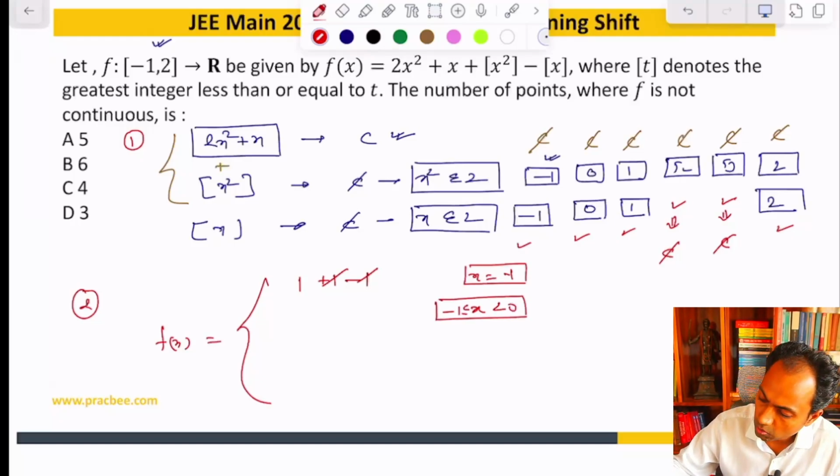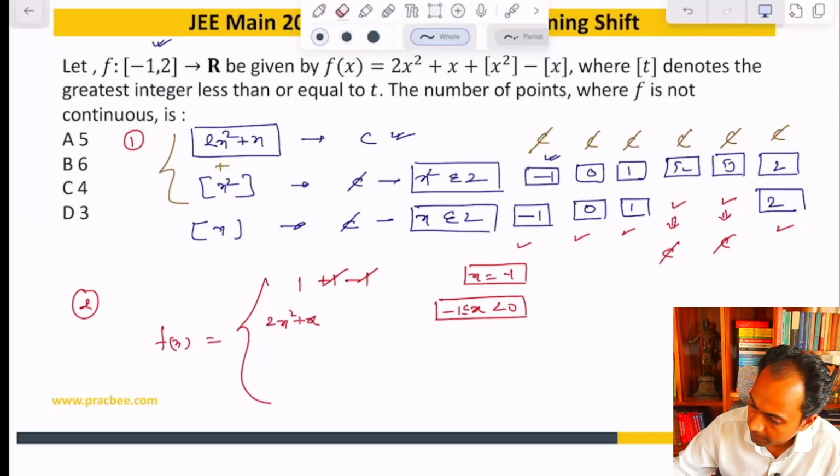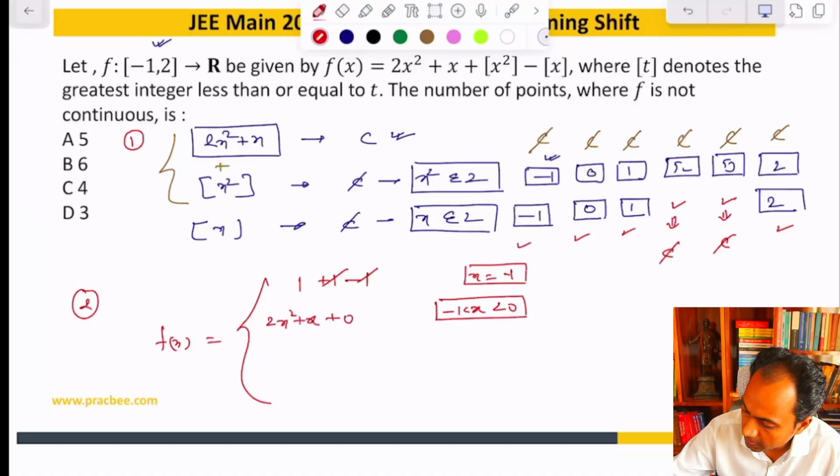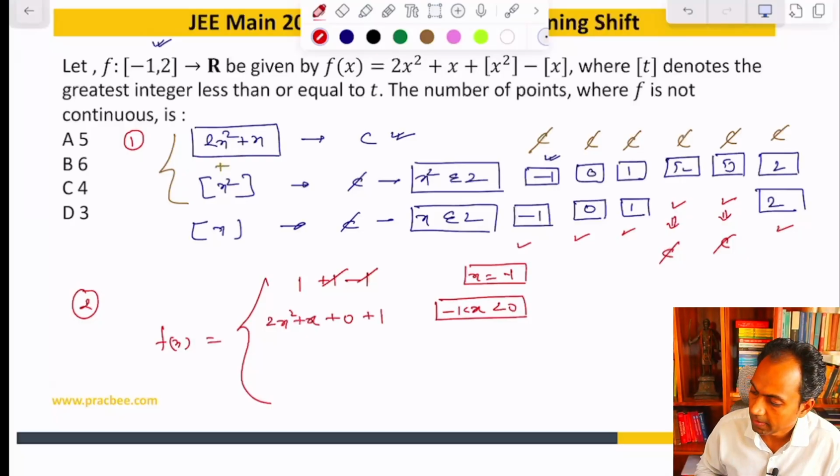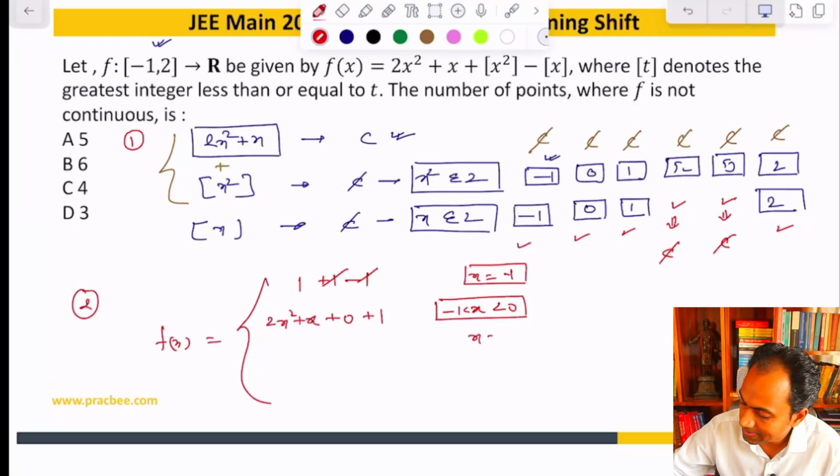now 2x square plus x will remain, wherein between -1 and 0, the x square value will be between 0 and 1, and between 0 and 1, I do not need to check exactly at 1. The value will be between 0 and 1, hence this part becomes 0. For the GIF, this value will be between 0 and -1, hence becomes -1. So this becomes +1. For the value at x equal to 0.